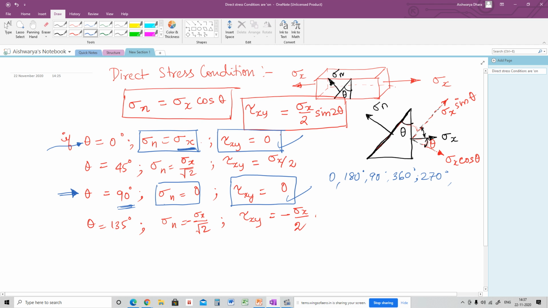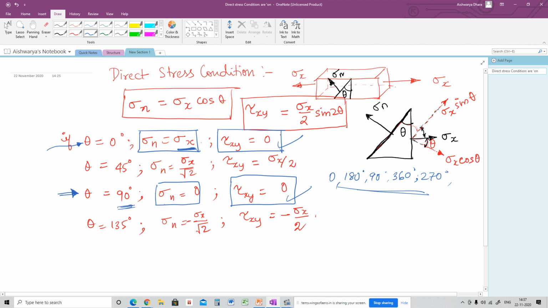Ma'am, can you repeat the last question once again? Okay, so they can ask that in case of direct stress condition, what will be the possible principal angles? Principal angle means where the shear stress will be 0, right? So these are the possible angles. These are the significant points.